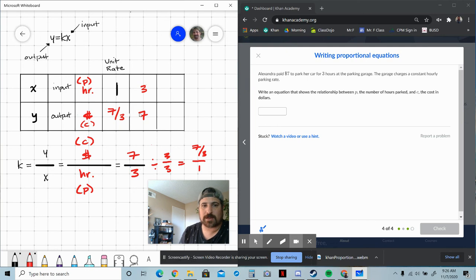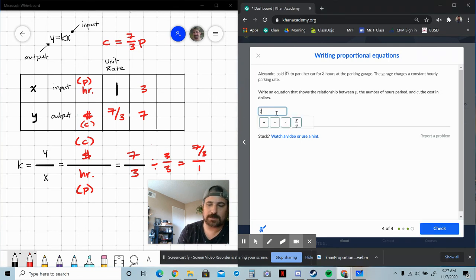So in our case, our output is C. Our output is C. It's going to be equal to our input times 7/3. Our input is P. So 7/3 per hour, right? $2.33 per hour. And you're going to times it by the number of hours you parked. And that's going to be your total cost. So C is equal to 7/3 P. And that's what you put. So C is equal to 7/3 P.